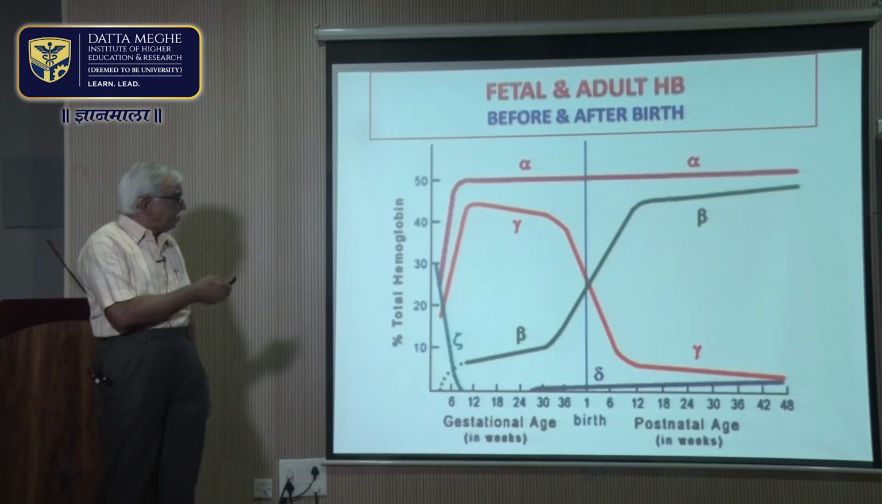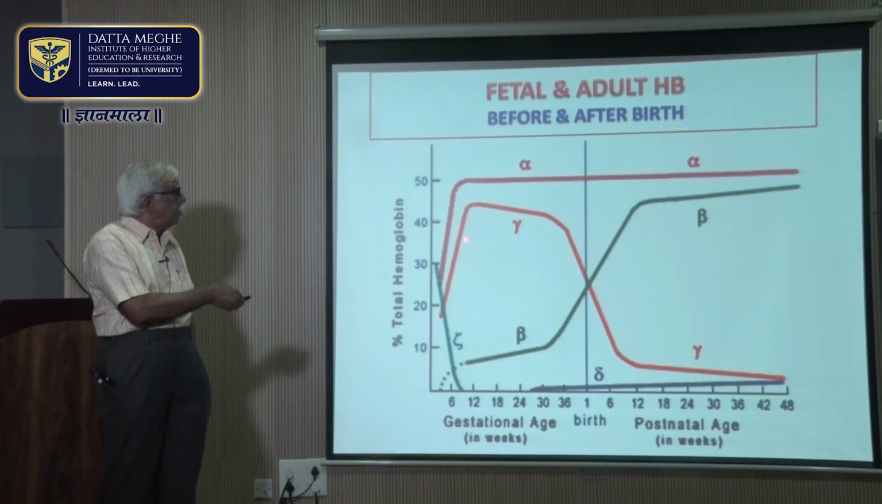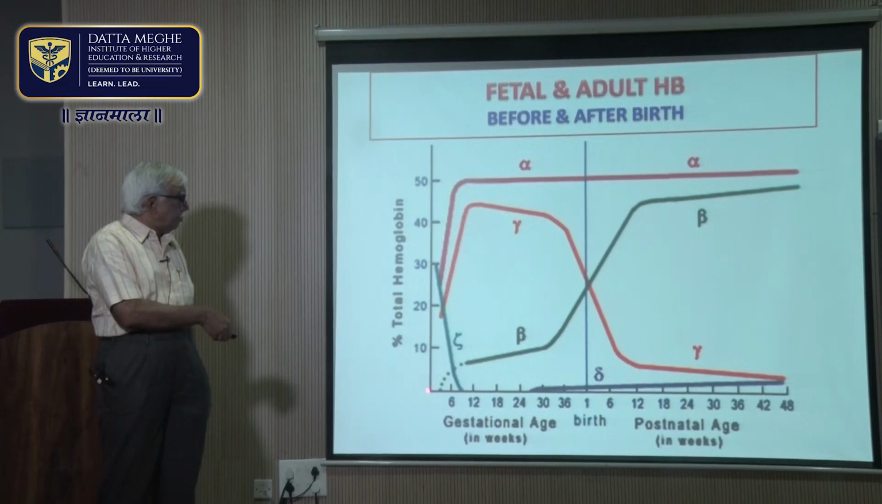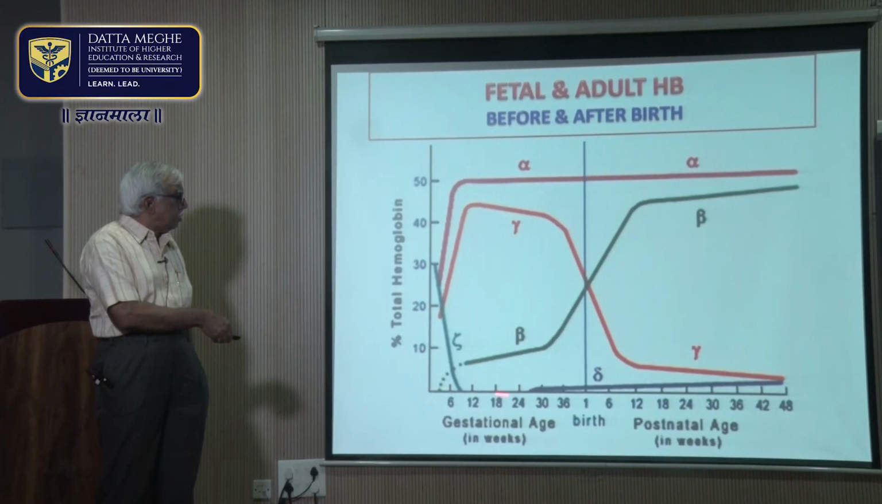Now, this is how the respective polypeptide chains are produced. The alpha chain starts right from the 6th week of gestational life.